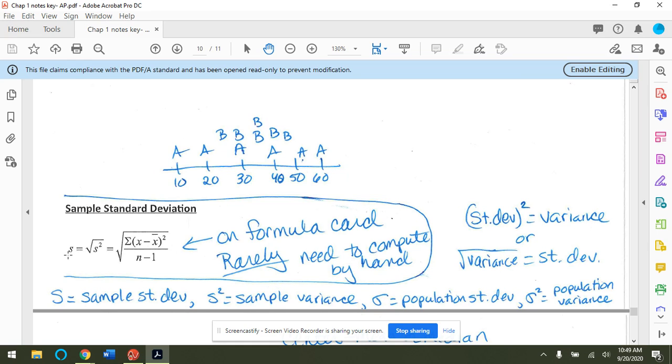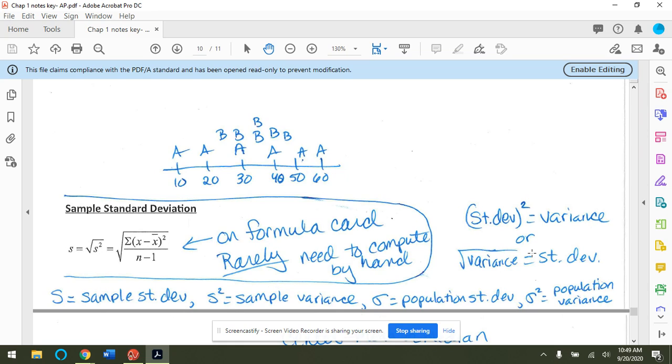All right, we have S. S represents your sample standard deviation. S squared would represent your sample variance because your variance is your standard deviation squared. Or you could look at it as the square root of your variance is equal to your standard deviation. You could look at it either way.